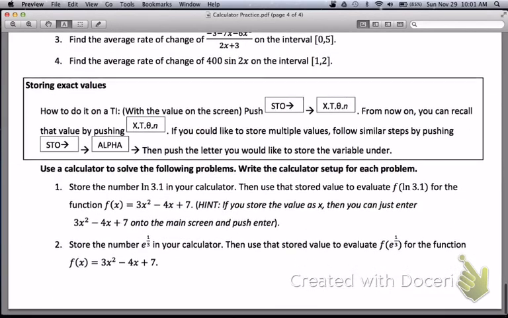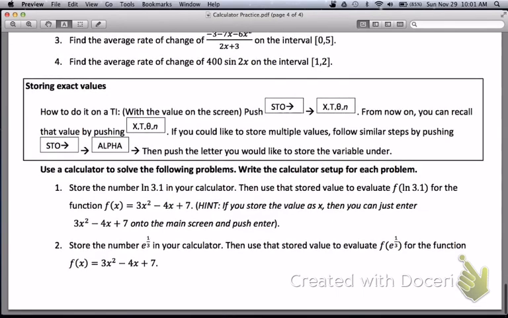Alright, I think this is the only one we have not done yet. The storing exact values. So I'm actually going to go through this one with you. It says how to do it on a TI, which is the calculators you guys have. Find the value on the screen, push store, and so on. From now on, you can recall that value by pushing that. So here's essentially what it is. I've told you guys before, and I'm sure I will tell you again, but you are not allowed to use intermediate answers when you are solving problems on the AP test.